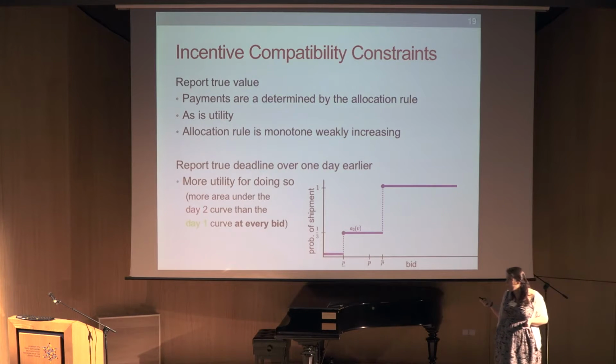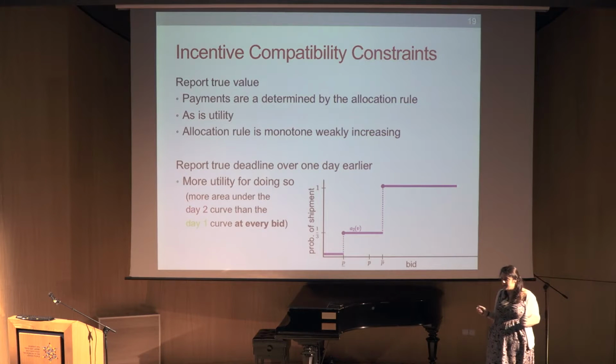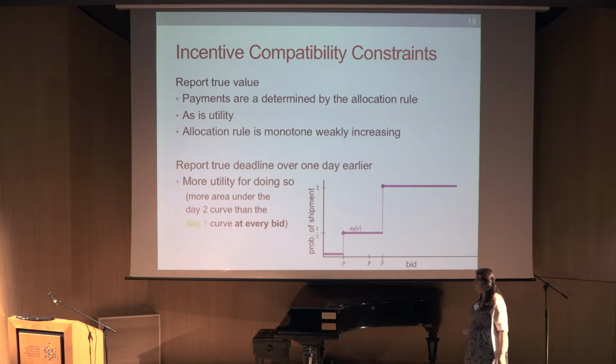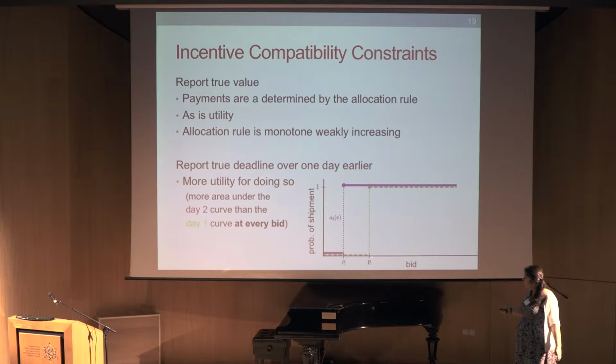At every point, there should be more area under the day 2 curve than under the day 1 curve. At every possible bid, you should get more utility, and since utility is area under the curve, there should be more area under the day 2 curve than under the day 1 curve. So here's an example. Here we have a price of P1 for day 1, and it's higher than the price for day 2, which is P2. And of course, there's more area under the pink curve at every point than under the green curve. So a cheaper price on day 2 satisfies our utility constraint.